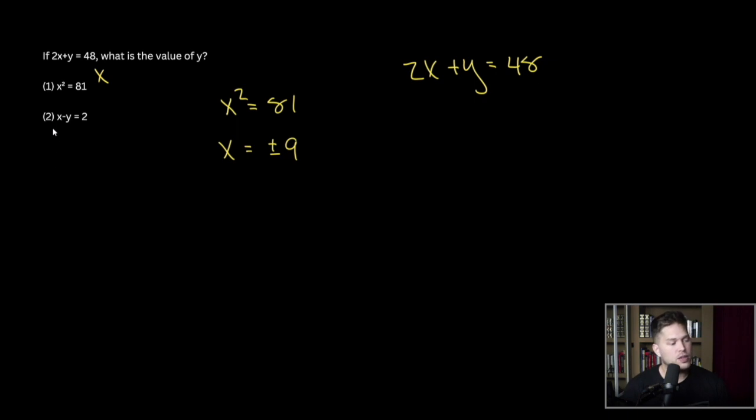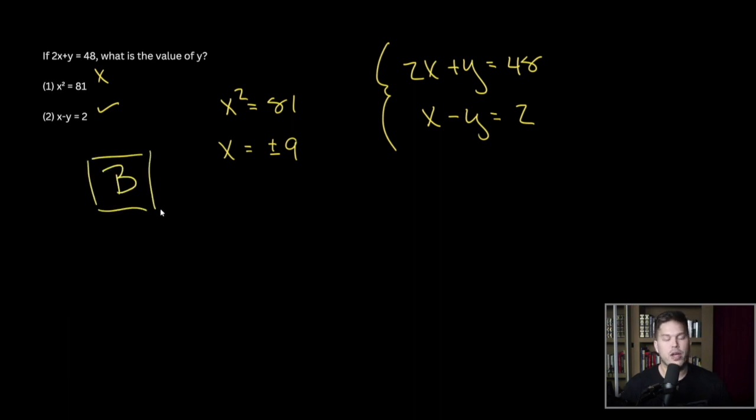What about statement 2? Statement 2 says x minus y equals 2. All right. Well, if we have x minus y is equal to 2, now we have a system of equations, and we would be able to solve this system. And so statement 2 is sufficient. So our answer for this question is going to be answer choice B.